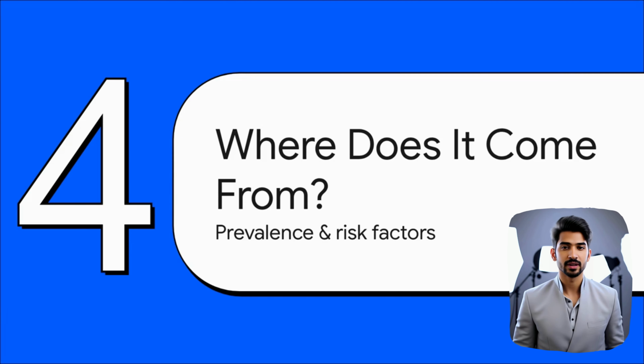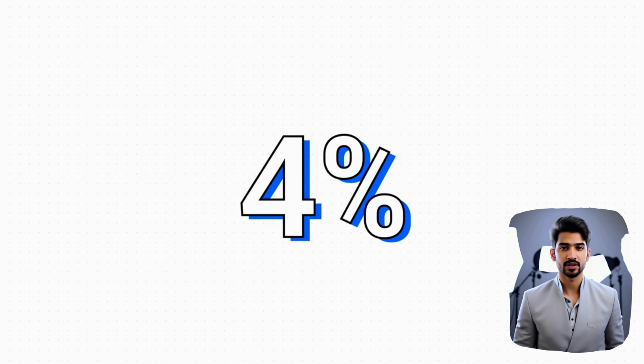So you might be wondering, how common is this disorder really? And what are the things that might put someone more at risk for developing it? Well, in places like the US, the numbers can range from about 2% to over 10%, but the median number usually lands right around 4%.